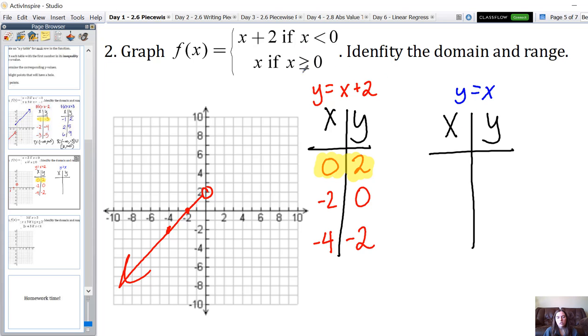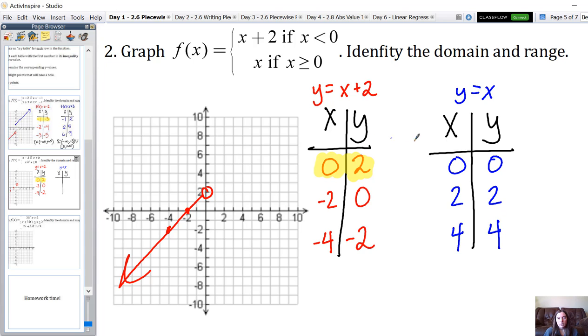Now we want x to be greater than or equal to 0, so again we're going to start with 0. Something bigger than 0, we could do 2 and 4. Again, anything that's bigger than 0 will be good here. Then here, y is equal to x. So whatever your x value is, your y value is going to be the exact same.